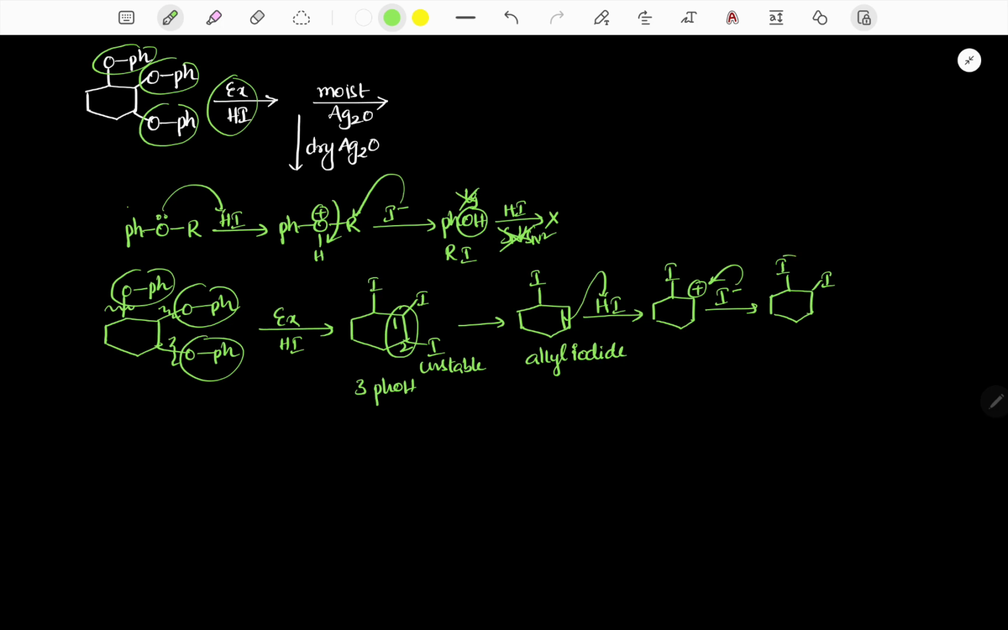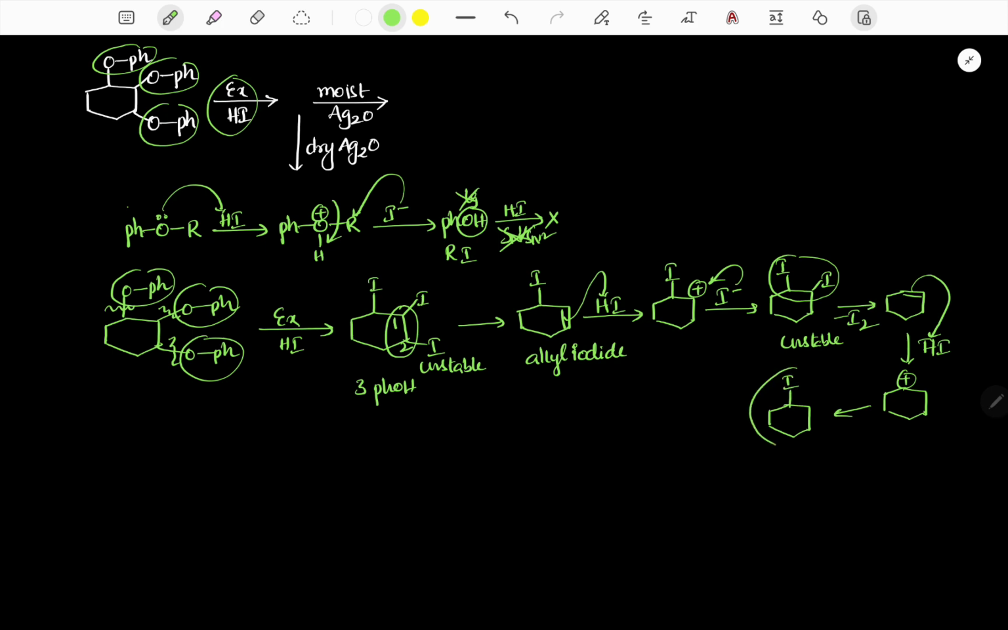Again we are having a 1,2-diiodo compound that is unstable at room temperature. Therefore it immediately loses I2 and forms the corresponding cyclohexene. Now this cyclohexene again reacts with HI, electrophilic addition takes place, C+ will form, and the C+ reacts with I- and forms the corresponding alkyl iodide. So this is our final compound.